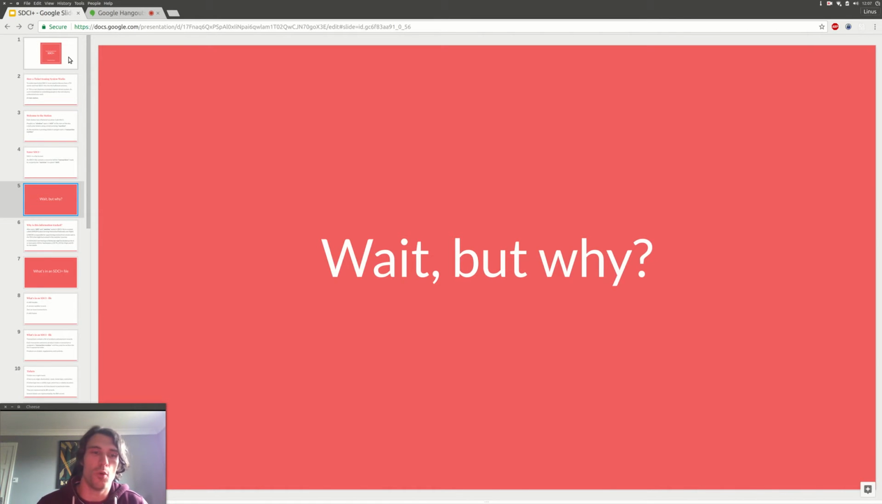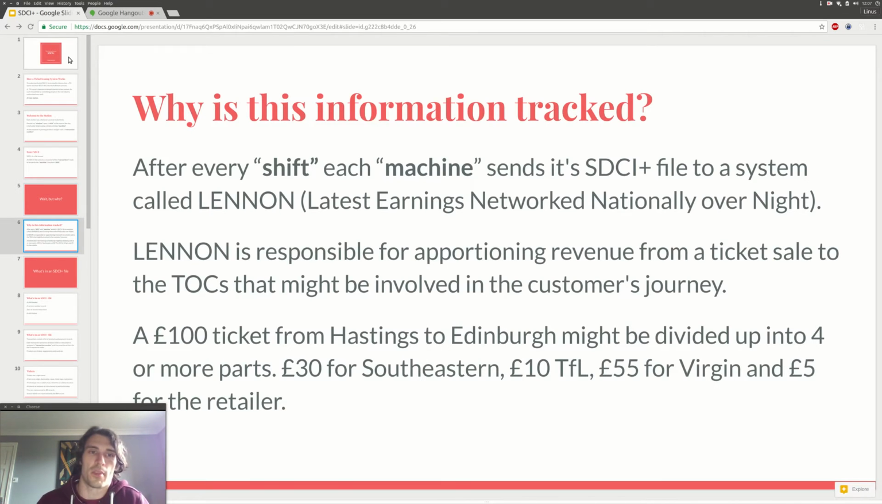So why are we doing this, and why is it important? Well, for every shift that every machine has, it will take its SDCI Plus report and send it to a system called Lenin, which, if you really want to know, is latest earnings networked nationally overnight. There you go.